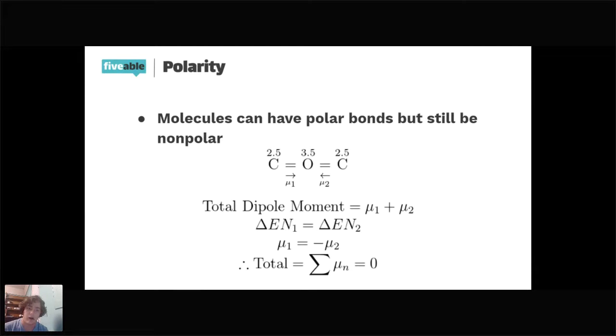However, it's a vector quantity, so you have to include directions when you're adding them. And because the shape of the molecule itself is linear, because there's no lone pairs on that carbon, the dipole moments are pointing in exact opposite directions, and they're the same magnitude. So their electronegativity contributions are the same.